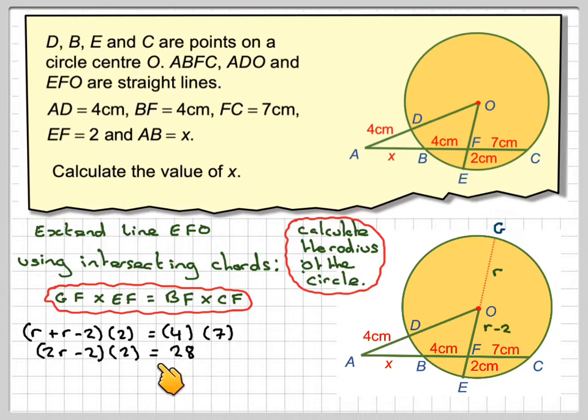If we divide both sides by 2, we're going to get that 2R minus 2 is equal to 14. If we now add 2 to both sides, we get 2R is equal to 16. Divide by 2, we're going to get that R is 8 centimetres. So we now have the radius of the circle, which is 8 centimetres.